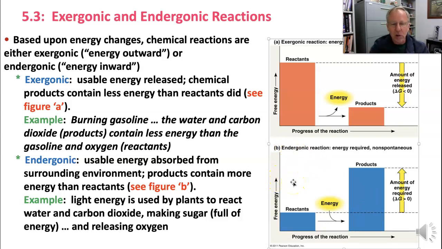Both of these reactions are going on inside the cells of living things, and at this point, it's just important that you know what these terms are, exergonic and endergonic, know their definitions, and be able to look at a graph like this and interpret it and understand what it's showing you. Exergonic, usable energy is released. The chemical products have less energy than the reactants did. Endergonic, usable energy is absorbed, and the chemical products have more energy than the reactants did.